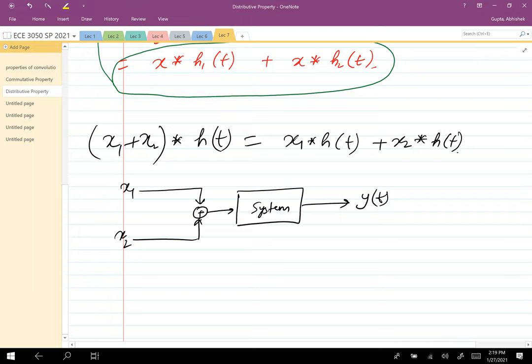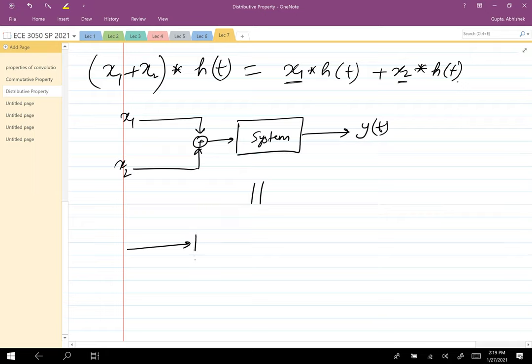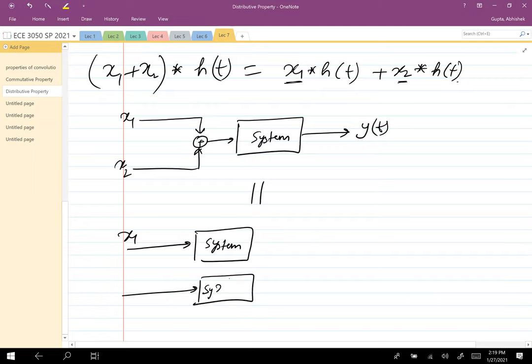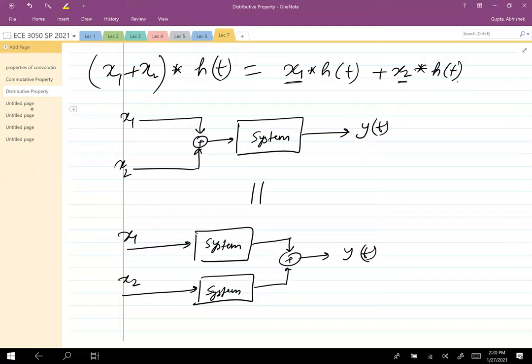So you have an LTI system. You have two inputs. Both of them get added, and then you get the output. It's the same as you give the system input X1, you give the system input X2, and you add the two outputs. So this diagram is the same as X1 into the system. So the two diagrams are exactly the same. Okay, any questions?